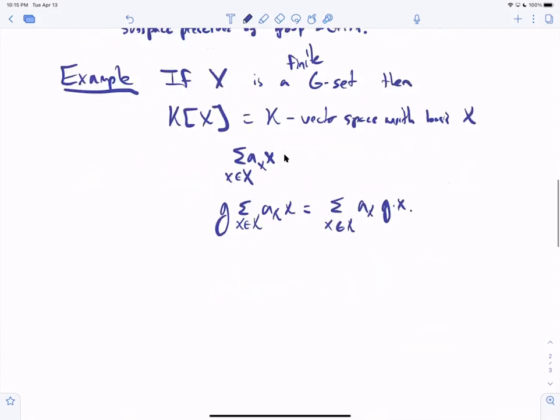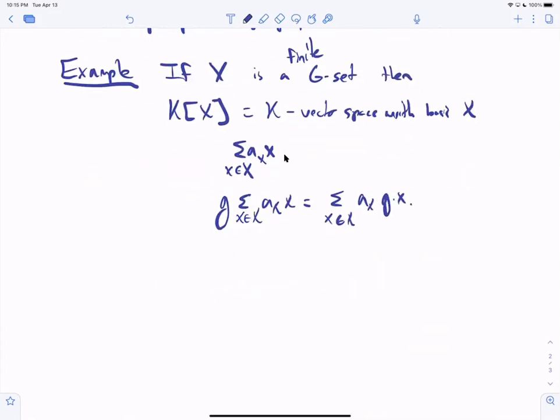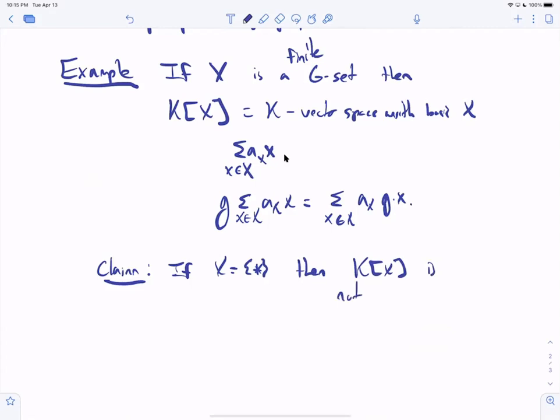Okay, so this is a G-set, and so the claim is: if X is not equal to just a single point, then this is not irreducible. Of course, if it's a point, then it's a one-dimensional vector space, which is irreducible as a vector space. In a one-dimensional vector space, any subspace is either the zero space or the whole thing. So as a representation, it also has to be irreducible.